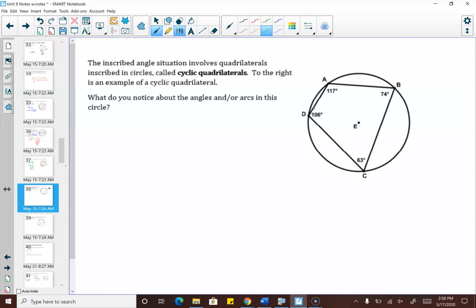All right, and I want you to focus a lot more on the angles here because that's really the most important piece. All right, and what you should notice is our opposite angles are supplementary. Okay, so when you have a cyclic quadrilateral, where all the angles are on the circle, they're all inscribed, your opposite angles are always going to add to 180 degrees. All right, you'll see you get that same effect out of that 117 and the 63.